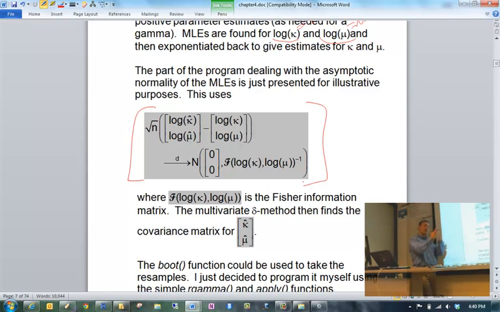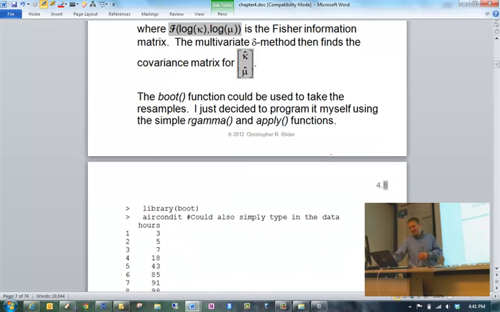Based upon your observed data, you get the Hessian matrix. Remember, optim actually automatically produces that for you, so you don't have to worry about derivatives yourself. And then one can use what's called the multivariate delta method to find the covariance matrix for kappa hat, mu hat. You're going to see me do this in the program. You're not responsible for it, but it's a nice little statistical tool to know how to do.